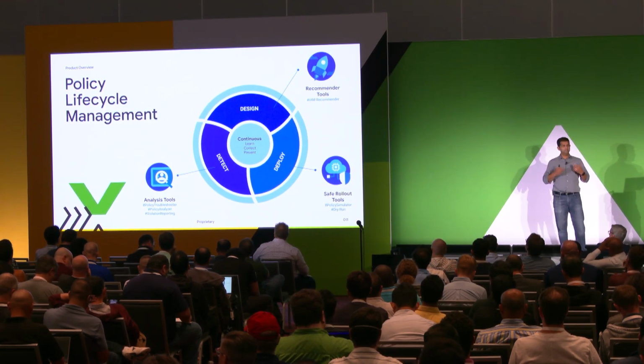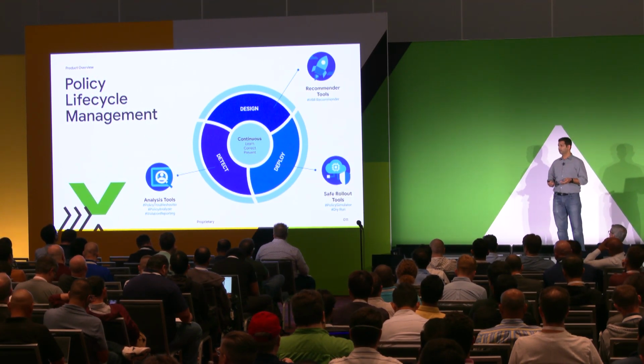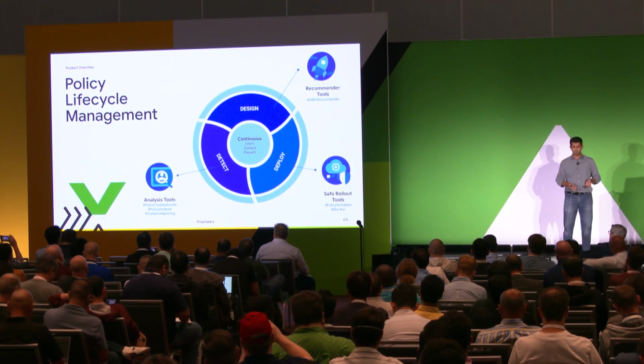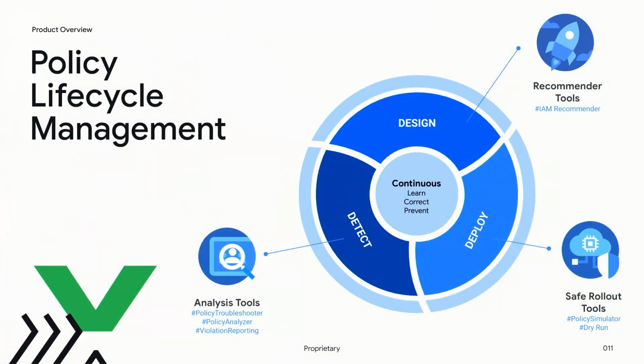Now, in order to safely adopt and scale these guardrails in your organization, like Florin mentioned, GCP offers a suite of policy lifecycle management tooling. We cover the entire lifecycle of your resources, from designing effective configurations to deploying resources and detection as well. So recommendation tools like IAM Recommender leverage Google's ML expertise to help you design an effective security posture. Once this posture is designed, in order to deploy it safely and securely, we have a set of tools that allow you to do that as part of our safe deployment tooling.